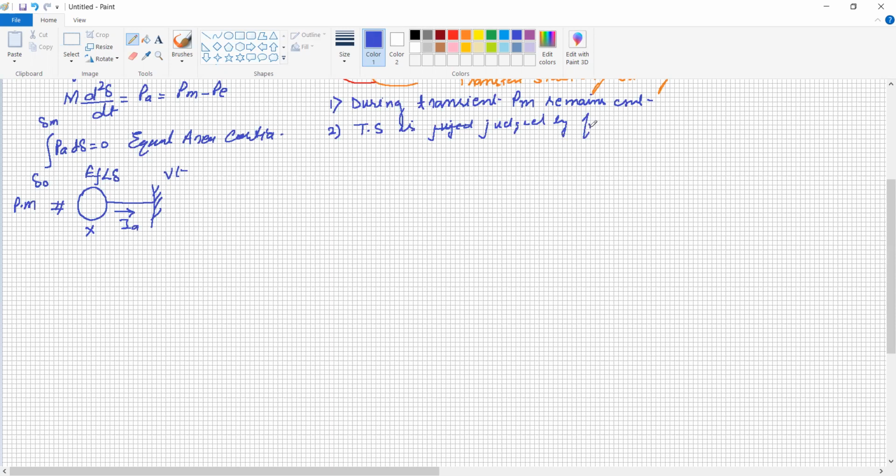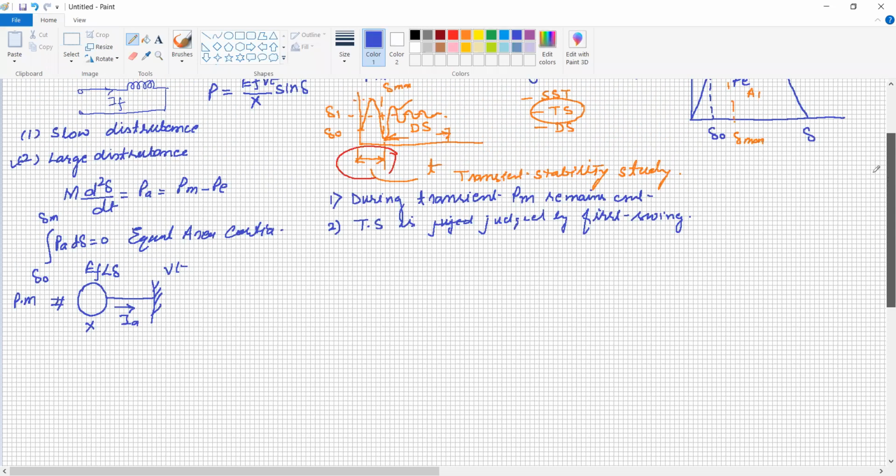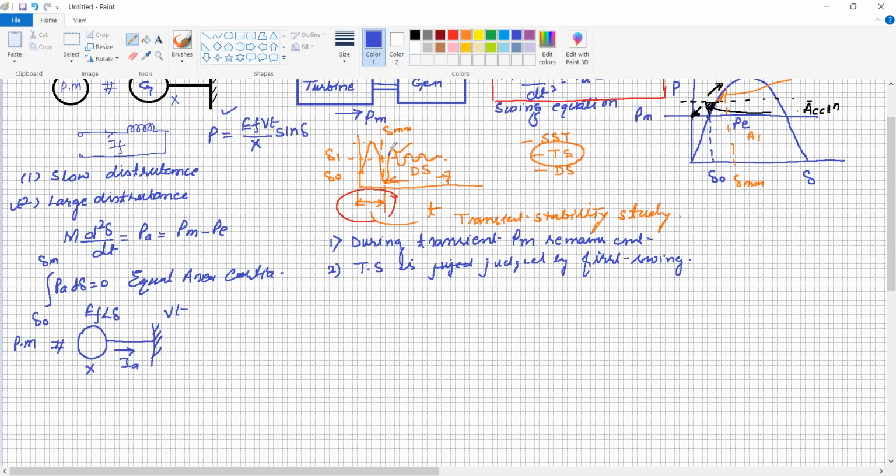by first swing only. If your second swing is smaller than the first swing, the system is stable. Or if your second swing is greater than the first swing, say here, it is greater than the first swing, there may be a chance that the system is unstable. So this is the instability. Therefore, it is going to be judged by the first swing.